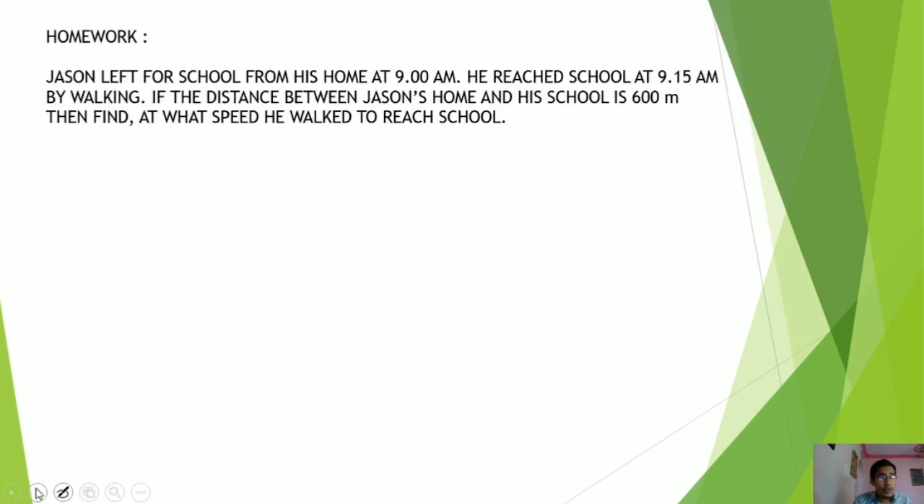Now your homework will be to solve this numerical. The question is, Jason left for school from his home at 9 a.m. He reached school at 9:15 a.m. by walking. If the distance between Jason's home and his school is 600 meters, then find at what speed he walked to reach school. This is the question, and you have to find the answer.